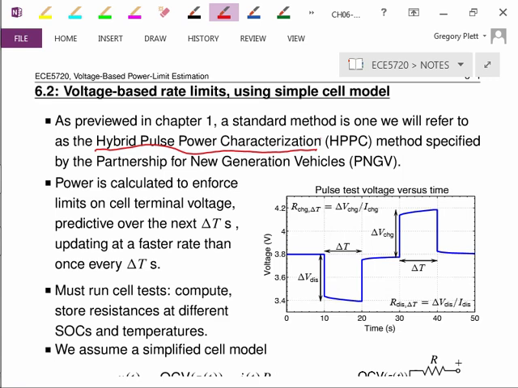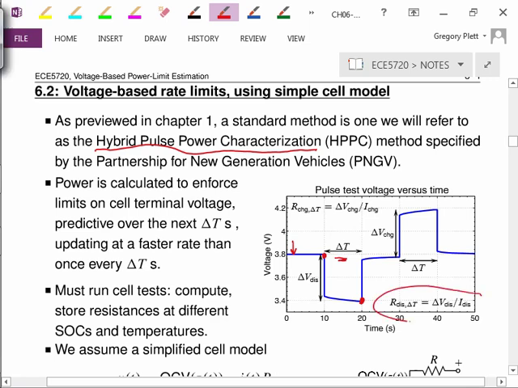The tests that we do are illustrated in this figure on the right, where we have the cell resting before the test begins, and then we subject the cell to a pulse of discharge current for delta t seconds, where delta t is the time horizon that I'm required to predict over. And the difference between the voltage of the cell, delta t seconds after the beginning of the pulse, and the voltage before the pulse began, that delta V is called delta V discharge.